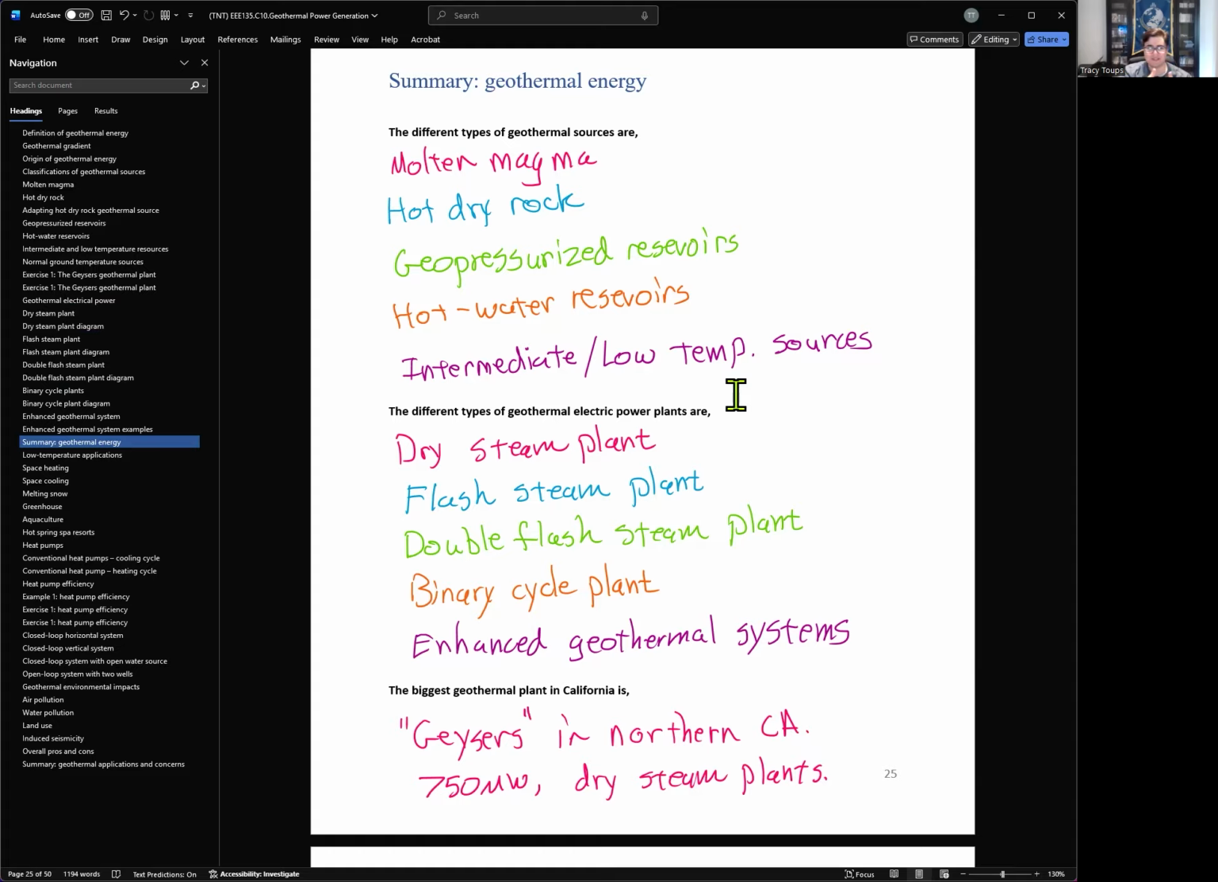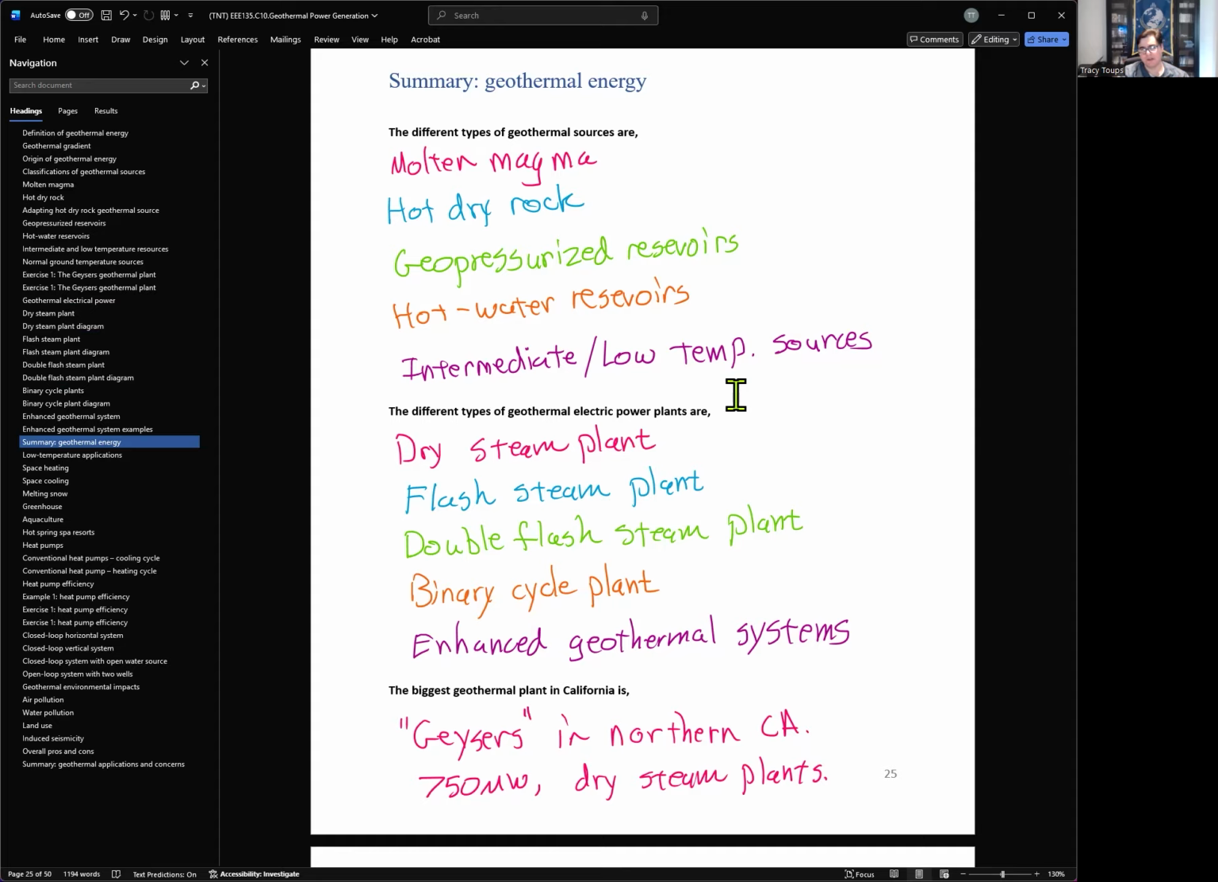Hot water reservoirs. These are naturally occurring valleys where rain seeps into the earth, goes into a geothermal site near the surface and heats up, and then bam, we've got our water source and we've got heat. We can make use of this. Other things are intermediate and low temperature sources. This is not for producing electric energy. It's more for heating your houses and melting snow and other heat-related stuff for us to use.